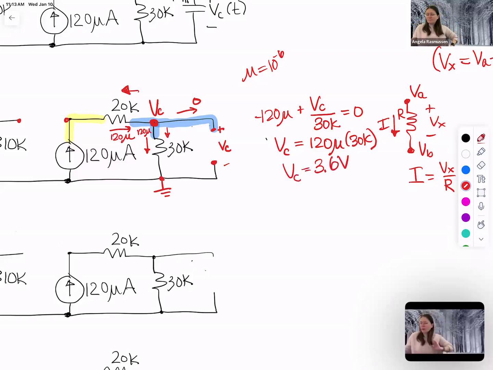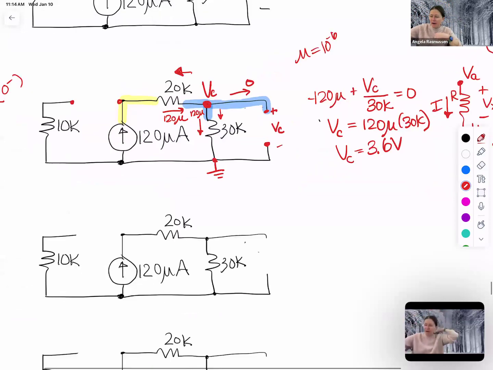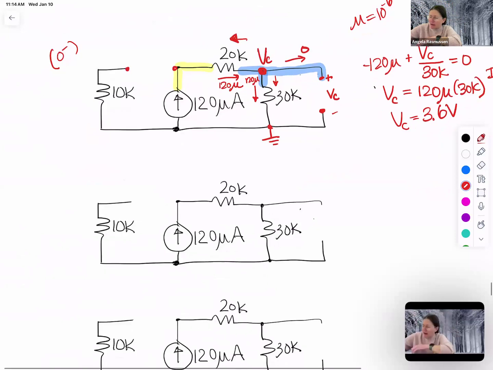Okay, so I could also say, well, I know 120 micro and then Ohm's law, which is I times R, which was 120 micro times 30K is going to be the voltage there too. So either way, if you see it. But if it's not 0 on the bottom, you could do VC minus whatever that voltage is on the bottom over the 30K. Okay, so that is my initial.